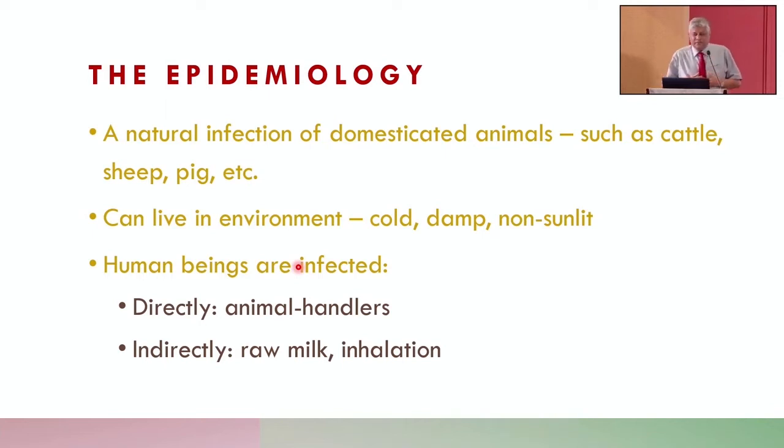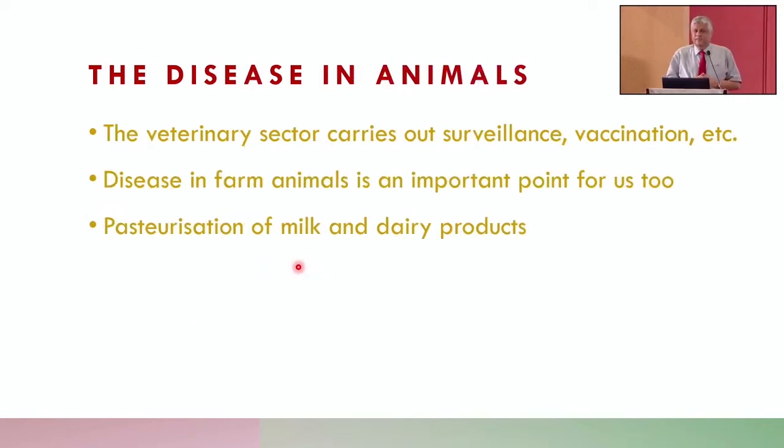So human beings are infected either directly, that will be basically animal handlers and people who work in farms, and also indirectly through inhalation of the aerosolized bacteria from such material, plus also by consuming raw or unpasteurized milk and milk products. So these are the ways that we become infected. The disease in animals is very important epidemiologically because that is the natural reservoir of infection, and we get it from the animals. So that's why it's called a zoonosis.